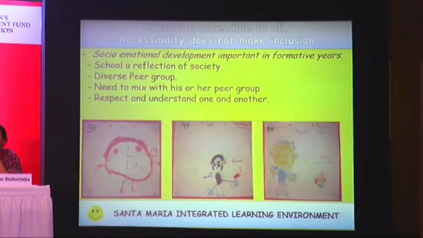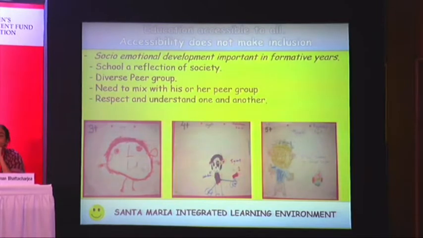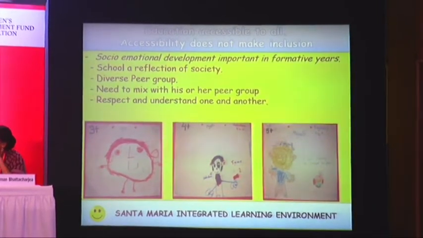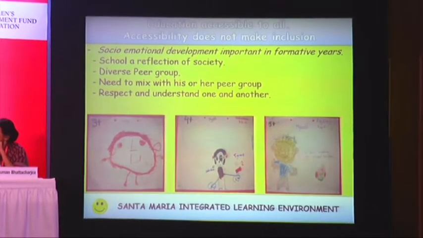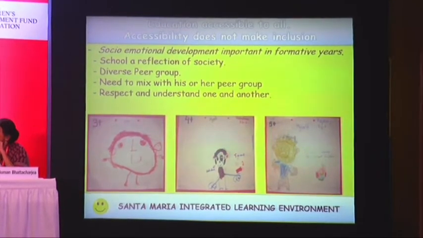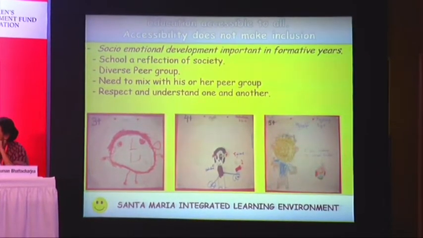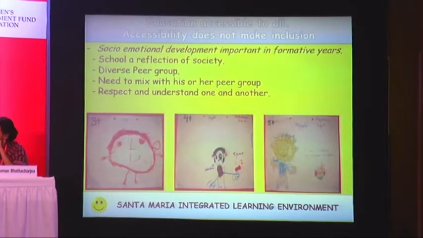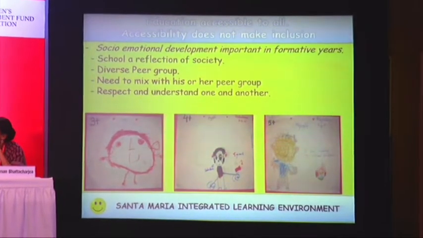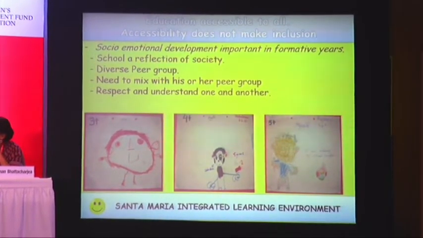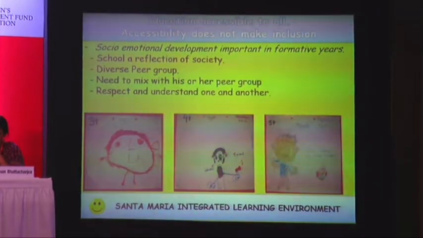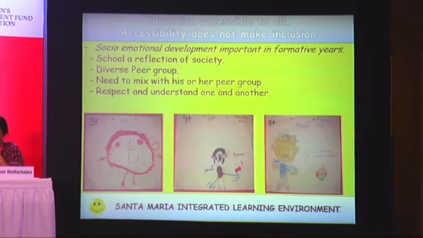Accessibility does not make inclusion. So right to education says 25% admission of children of disadvantaged groups. But just admitting them, does that actually give you that kind of quality education that is envisaged, an equal quality education that is envisaged? No, it does not. So we do believe that accessibility is not inclusion.